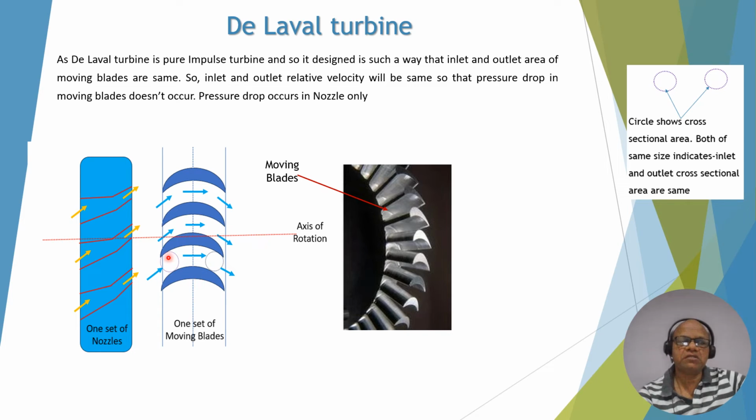And because of this, since there is no change in velocity, there will be no change in pressure. So the De Laval turbine is an impulse type turbine, single stage, with moving blades having no pressure drop and no change in relative velocity. The velocity drops only in the nozzle. You can see the nozzles in the ring, called the nozzle ring. And this is one set of moving blades. And you can see this is the moving blade profile here.